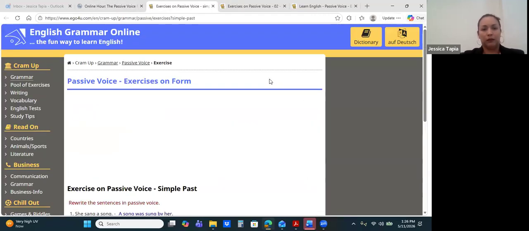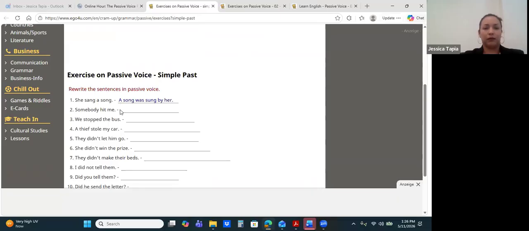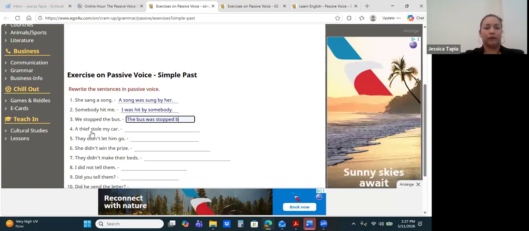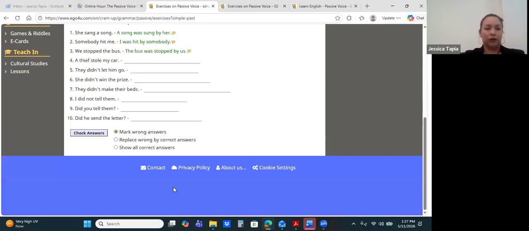Then we'll do more exercises, right? This one is a complete sentence. She sang a song. A song was sung by her. Somebody hit me. I was hit by someone, right? Somebody. You want to use the same language, because it's a computer that's going to check it. We stopped the bus. Oh, the bus was stopped by us. And we're going to check the answers, and we got them right. Okay, and you'll do all of them.